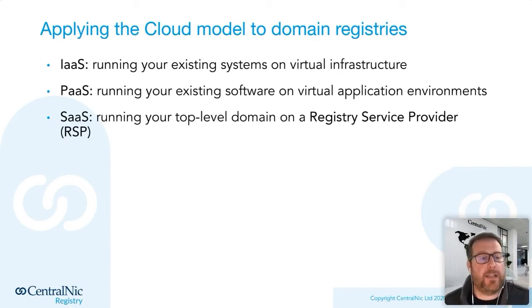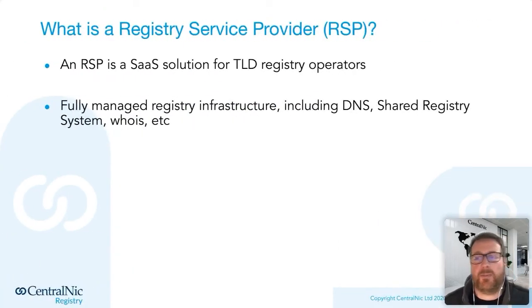But at the third level, when you're using a software as a service solution, it means running your top level domain on a registry service provider or an RSP. And just to be clear, what is a registry service provider? Well, CentralLink is a registry service provider. We're a SaaS solution for TLD registry operators.